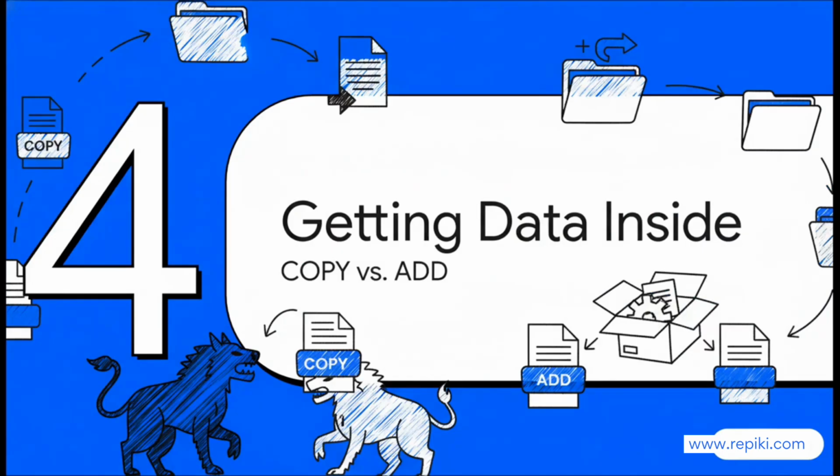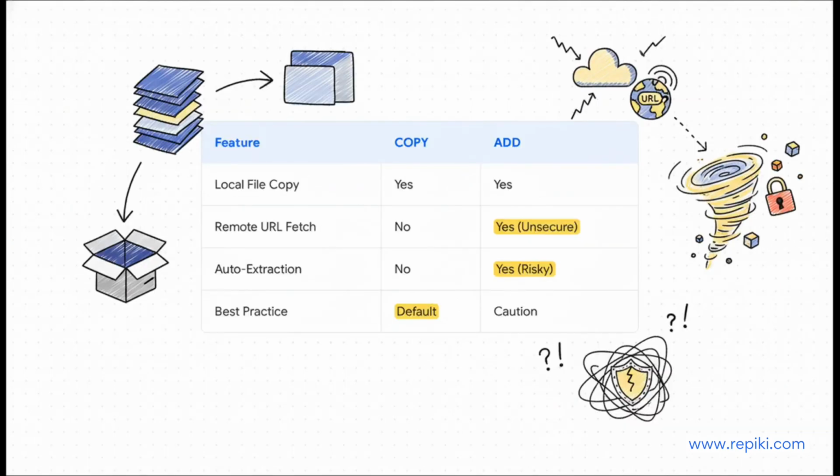Next up, we need to get our application code and other files into the image. Now, Docker gives us two main tools for this: COPY and ADD. And on the surface, they look really similar, but trust me, they are very different beasts. It's pretty simple, actually. COPY does one thing, and it does it perfectly. It copies local files into your image. ADD, on the other hand, has some extra magic features. It can fetch files from a URL, and it can automatically extract tar archives. And this magic, well, it's the source of a whole lot of risk and unpredictability.